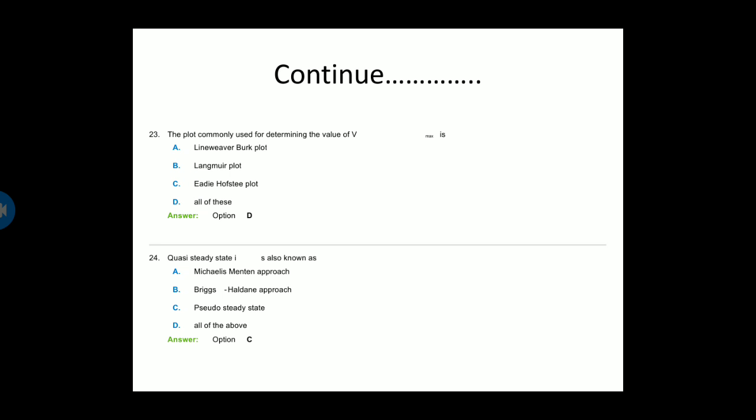Quasi-steady state is also known as: A, the first Michaelis-Menten approach; B, the Briggs-Haldane approach; C, the pseudo steady state; and D, all of the above. It means here option number C, the pseudo steady state, is the correct answer for the quasi steady state, and it is also known as pseudo steady state.